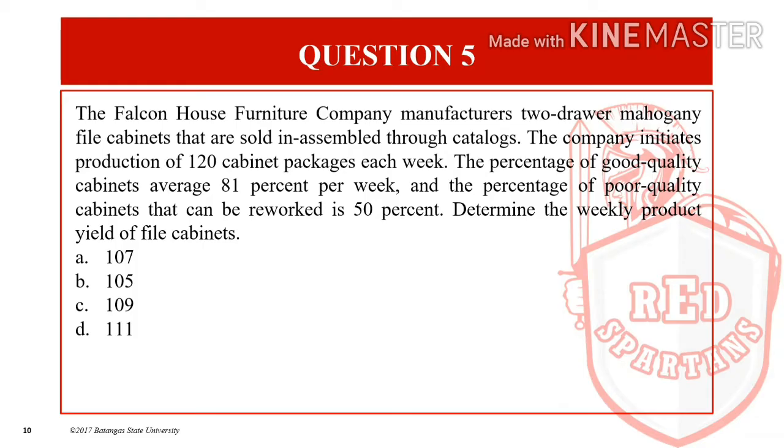So, pag sinabi natin weekly product yield, ito yung good quality units. So, ilan ba yung pwede nating, for example, mabenta given na meron tayong percentage ng poor quality cabinet? So, choices natin, 107, 105, 109, and 111.